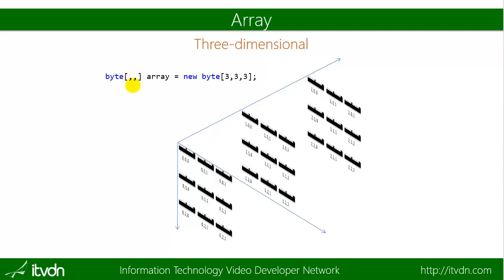Remember I told you 3 dimensions is denoted with 2 commas in our pair of square brackets. So what type of array do we have? Byte type. How many dimensions? 3 dimensions, because we have 2 commas. Here we have the first measurement, the second measurement, and our third measurement. So basically we've created a byte-typed 3-dimensional array named array, which has 3 by 3 by 3 elements in it, and the elements are of byte type.